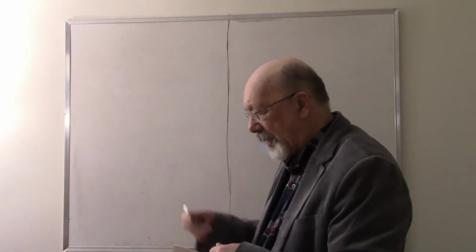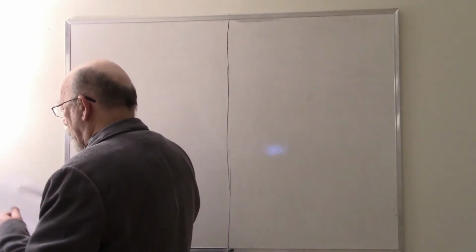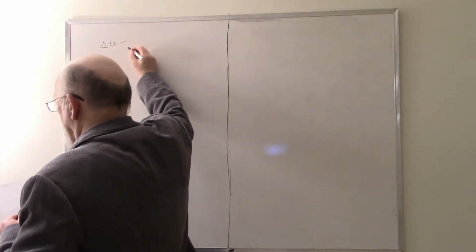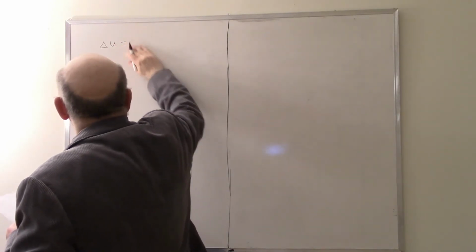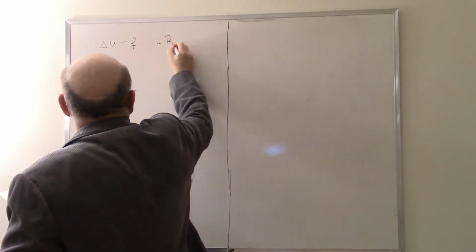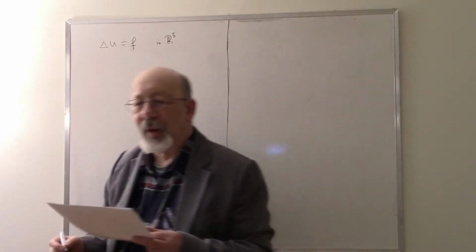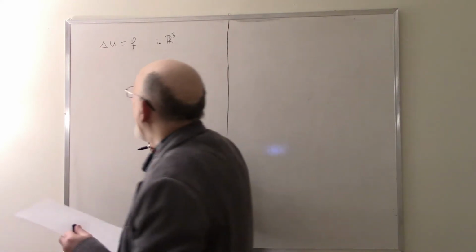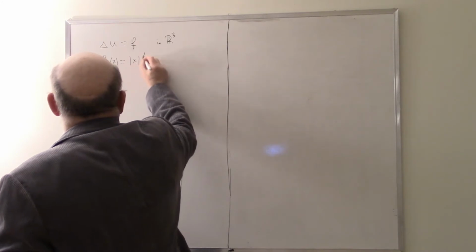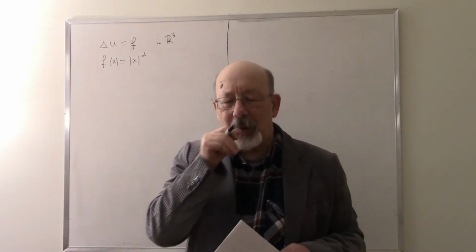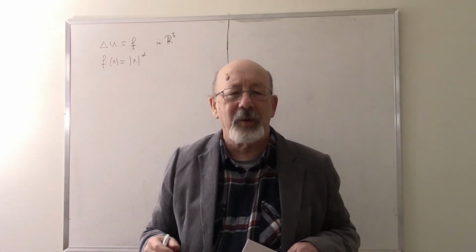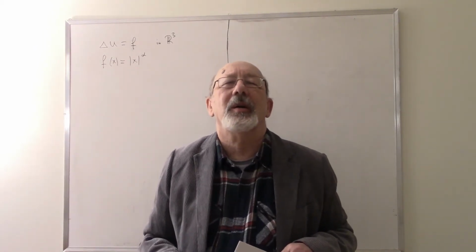Okay, next problem is the following. Consider the equation Laplacian u equals f in R3. Yes, so it is a Poisson equation. And f of x equals modulus x to some power alpha. Yeah. So it is the function which depends only on radius and grows as some power of radius.